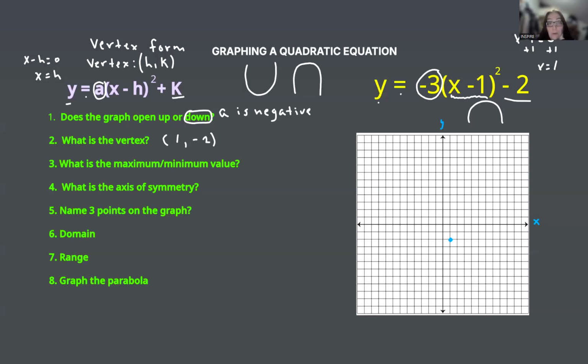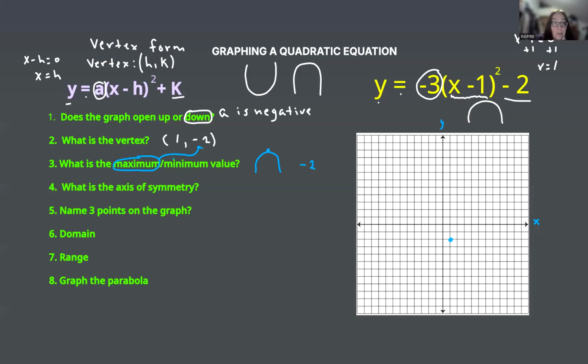Now, it wants to know if that vertex is at a maximum or minimum point. Because the graph is opening down, that vertex is the highest point. So it's going to have a maximum value. And that maximum value is always going to be the y of the vertex. So my maximum value here is -2. So the graph won't go any higher than -2 on the y-axis.